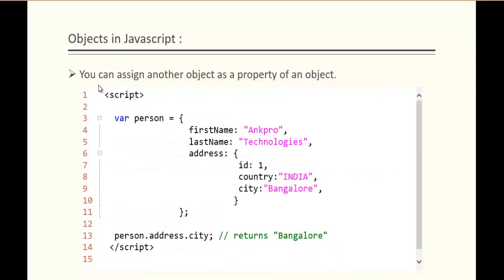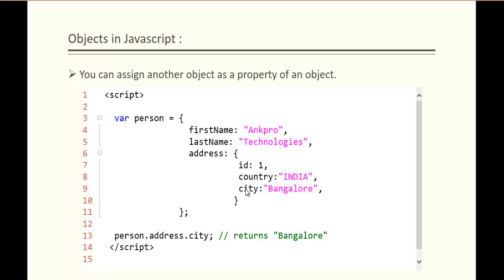You can assign another object as a property of an object. You can observe very clearly here we have an object called person. In this object we have another object. Okay, it is assigned as a property to this object. So how can I access the properties of the object called address? Because we have address present inside this person. Okay, person will look this address as an object.